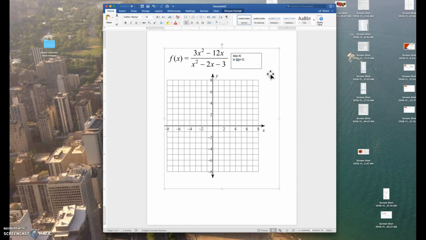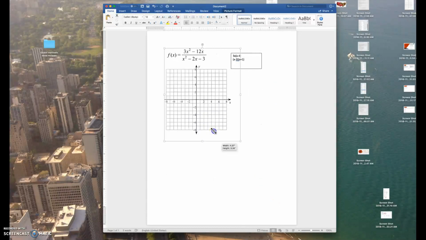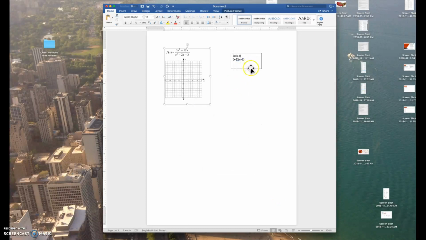So then you need to start thinking about how these factors are going to affect the shape of this graph. Because that's the crazy thing, right?